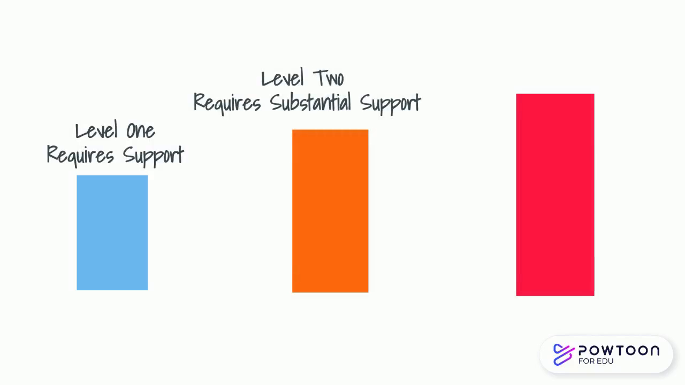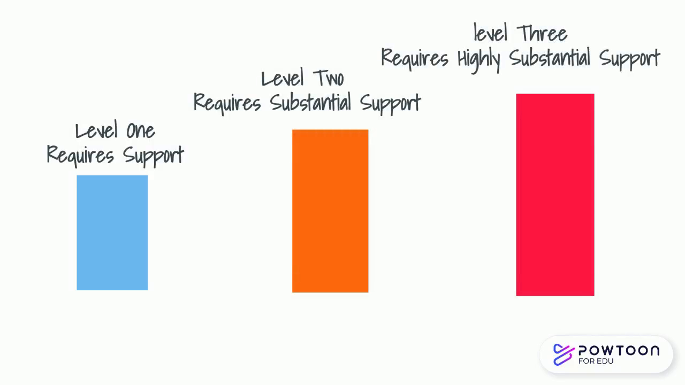ASD is also grouped into 3 levels. Level 1 requires support, Level 2 requires substantial support, and Level 3 requires highly substantial support. Levels 1 and 2 are often referred to as high-functioning autism. This means that these individuals can function in society if given the proper support to do so.